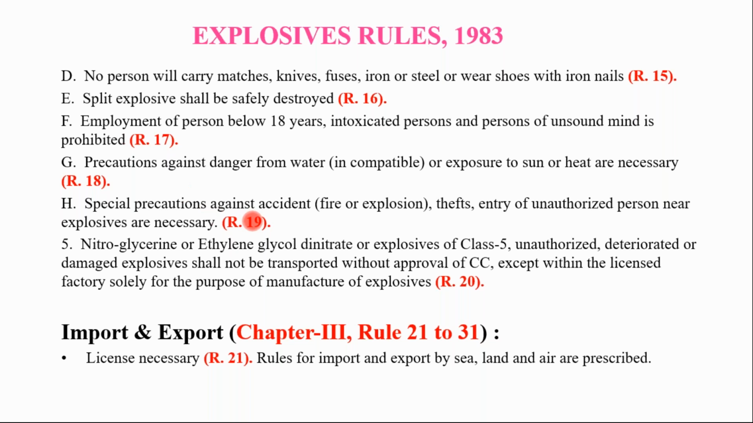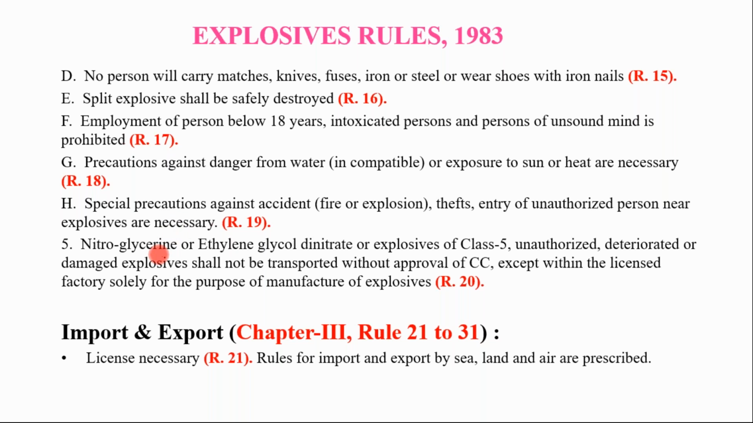Rule number 19 is related to special precautions against accidents, that may be a fire case and explosion. So when we are talking about explosives, the two main hazards are fire hazards and explosion hazards. Then precautions against thefts and entry of unauthorized persons near explosives are necessary. So in each and every area where explosives are handled, the entry of unauthorized persons is always prohibited. It is already mentioned in rule number 19.